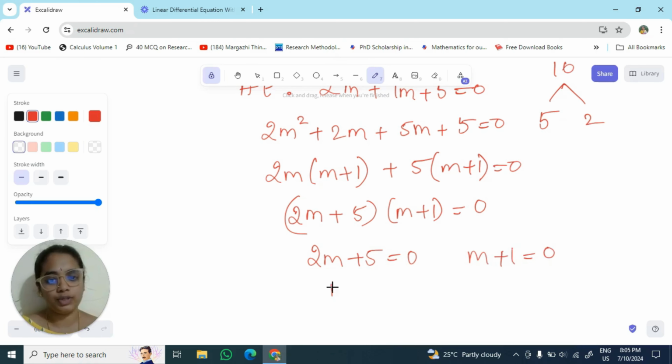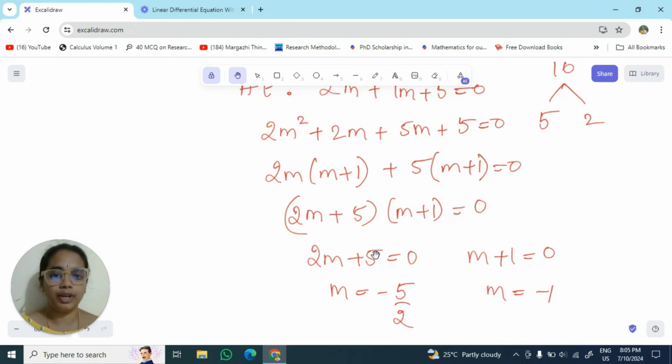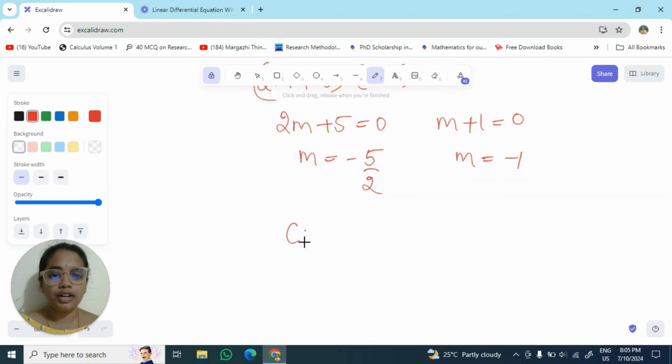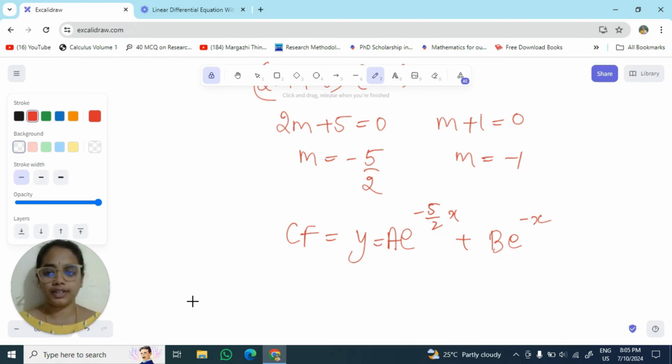So equating each term to 0, we would get the values as m is nothing but, transposing 5 to the other side, you would get -5. 2 is in multiplication, right? When transposed, it becomes division. So m is -5 by 2. Over here, m is nothing but -1. So our final answer, the CF, would be e to the power -5 by 2 x. Right? Let me write down a constant over here. Plus b into e to the power -x.